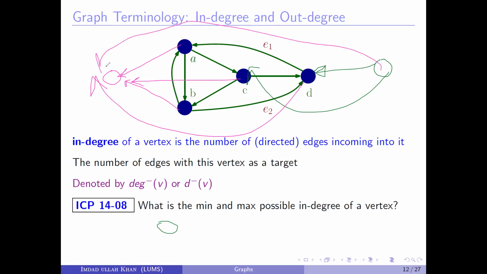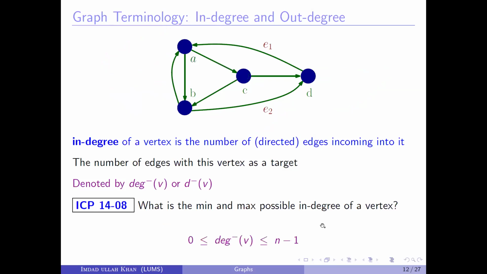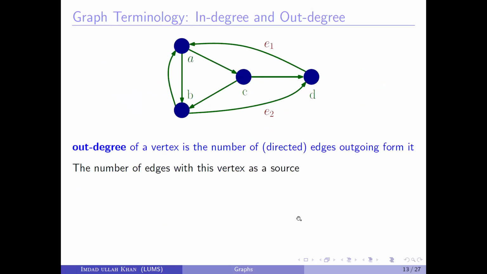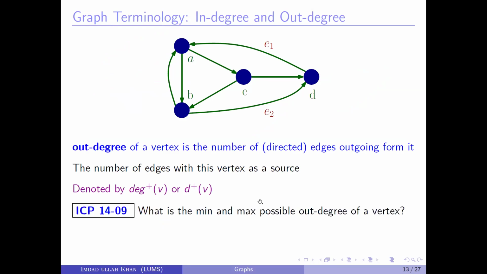This we can have n minus 1 total incoming edges, which means that the in degree ranges from 0 to n minus 1. Out degree is the number of outgoing edges from that particular vertex. It is noted as d g plus sign in the superscript. Take a pause, figure out the minimum and maximum possible out degrees of a vertex. Go with a similar kind of analogy as we did for the in degree of the vertex.